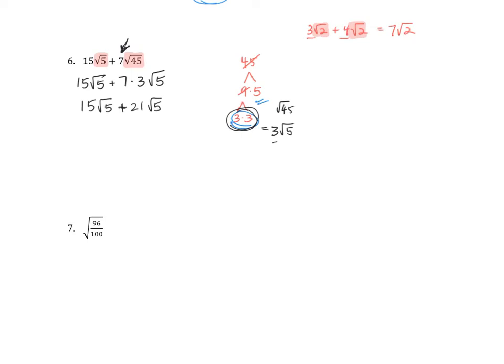And see, now we have the same radical. So square root of 5 and square root of 5. So now at this point, we simply add the coefficients. So 15 plus 21 is 36, and then we leave the square root of 5 alone. So that's the answer to that.